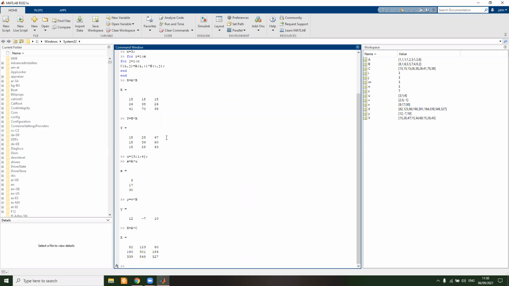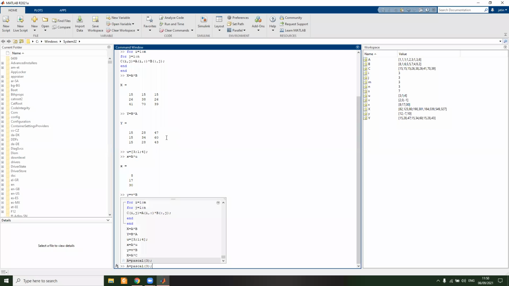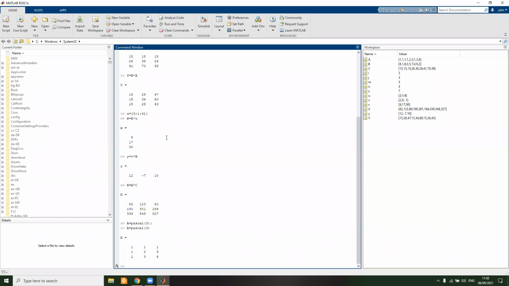So there are a number of matrix operations. Even an inverse is also there. For example, if we are writing A is equal to, then again we are writing pascal(3). Fine. So if we are closing it, it stops. If we are not closing, the answer appears in this way. So if we are writing x is equal to inverse of a. So inverse of a has already appeared. Now look, I am taking the inverse of a, and the answer is 3.